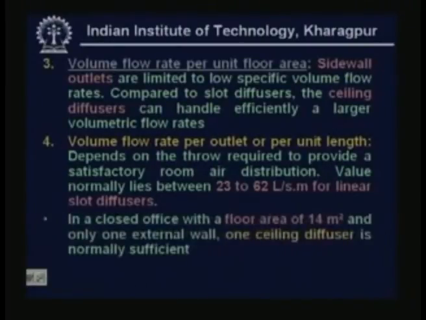Okay. And for ceiling diffuser, for example, a thumb rule says that in a closed office with a floor area of 14 meters square and only one external wall, one ceiling diffuser is normally sufficient. Okay. So, again depending upon the floor area, you can decide the number of ceiling diffusers.